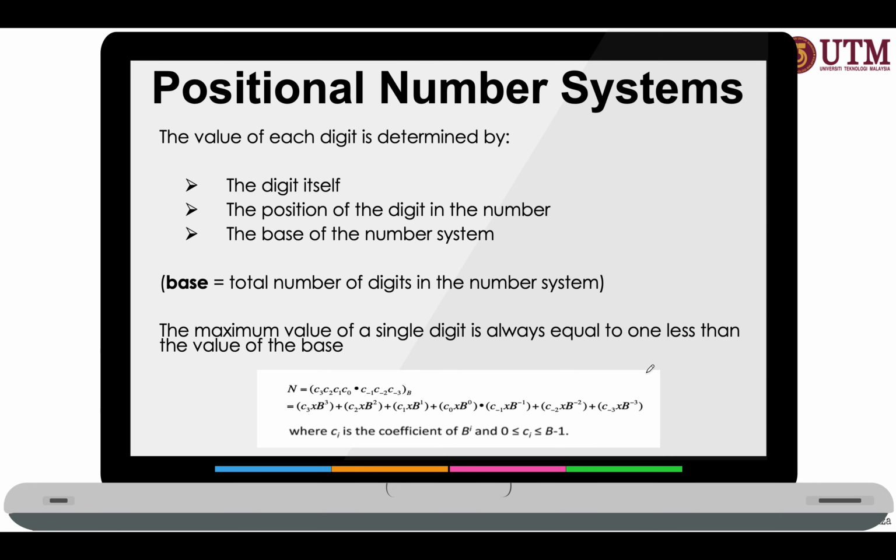In a positional number system, the value of each digit is determined by the digit itself, the second is the position of the digit in the number, and the third is the base of the number system. So what is the base? Base is the total number of digits in the number system. The maximum value of a single digit is always equal to 1 less than the value of the base.